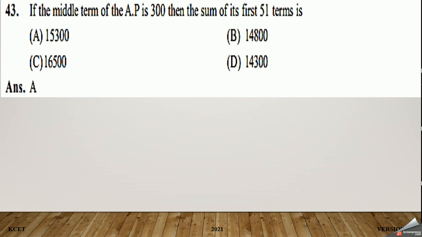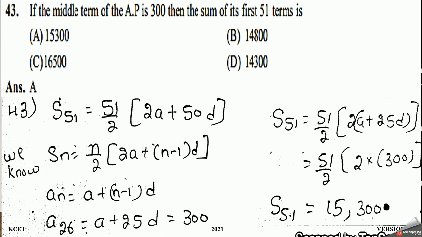If the middle term of the AP is 300, then the sum of its 51 terms is, okay, out of 51 terms, the middle term will be the 26th term. So they have given us that the 26th term is 300. So you are going to find out the sum of the first 51 terms. S51 is, as we know the formula, n by 2 into 2a plus n minus 1 into d. 51 by 2, 2a plus 51 minus 1, that is 50d.